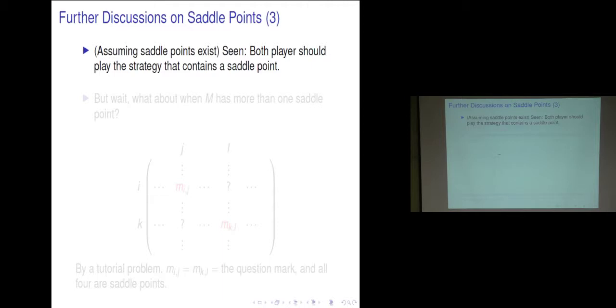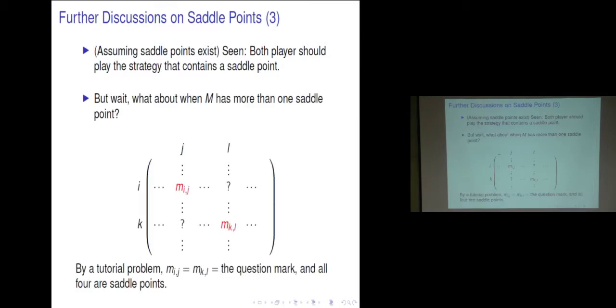Okay, so let's continue the discussion a little bit. I tried to sell you this, right? I said, assuming we have a saddle point, the saddle point will be a Nash equilibrium, and both players must choose the strategy containing a saddle point, right? So that we can hit the Nash equilibrium.